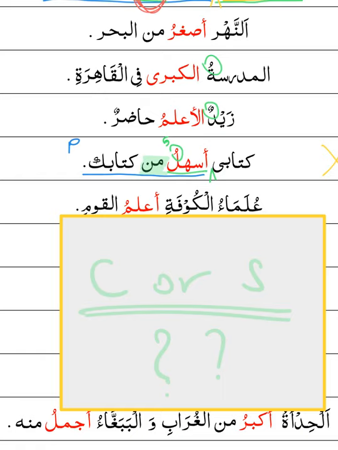And again, if we look at the majroor, this bit here is the majroor. Kitabik is the majroor. Again, it's a possessive compound. Kitab is mudaf, ka is mudaf ilay. Ka is a dhamir. It's dhamir, majroor, muttasil.